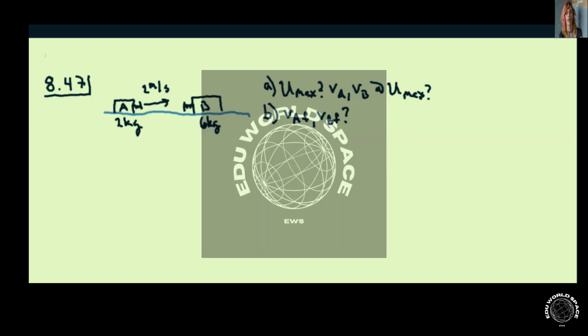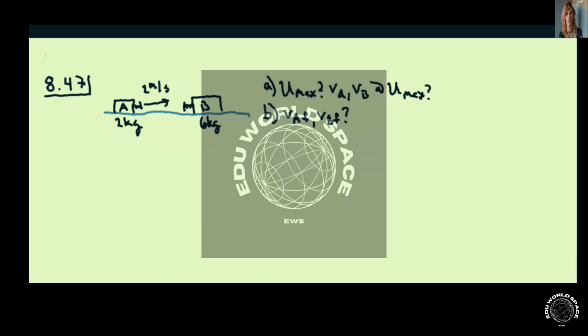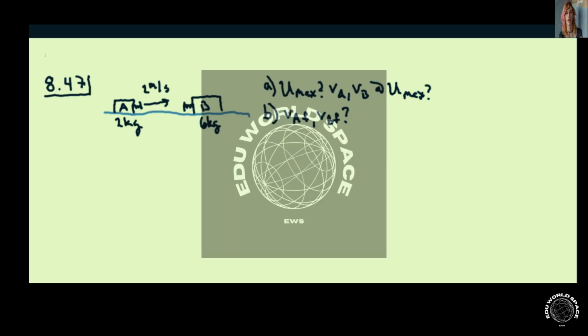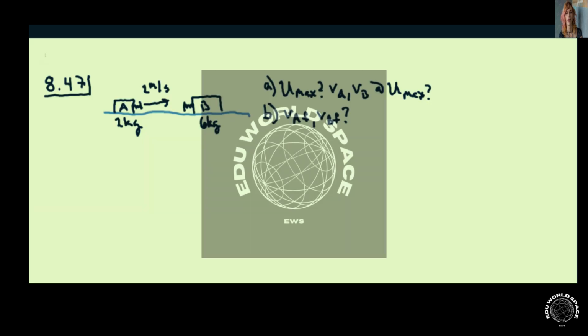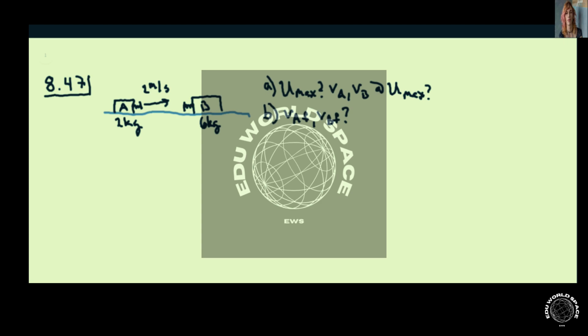Some things we're asked to find out are what's the maximum value of the potential energy stored in the springs, and then what is the speed of either block when that is the case, when the maximum potential energy is being stored. And then after the blocks bounce apart, what are the speeds and directions of either block?